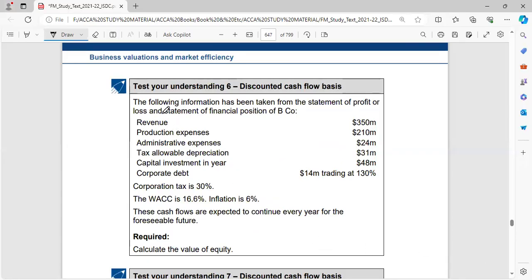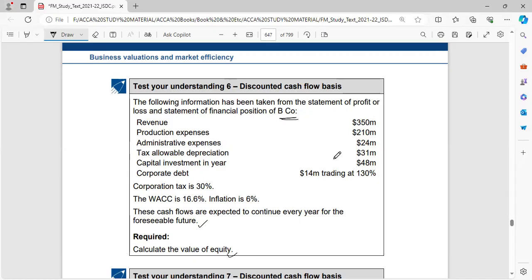Next one is another question. The following information has been taken from the statement of profit or loss and statement of financial position of B company. Revenues, production expenses, admin, tax allowable depreciation, capital investment, corporate debt. Tax is 30%, VAT is 16.6, and these cash flows are expected to continue every year for the foreseeable future, which means indefinite, and calculate the value of the company.